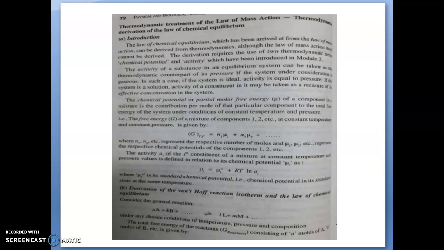So the activity a_i of the ith component of a mixture at constant temperature and pressure is defined in relation to its chemical potential mu_i. The activity of every component can be related to its chemical potential. So mu_i = mu_i0 + RT ln a_i, where a_i is the activity of that component and mu_i0 is the standard chemical potential, the chemical potential in its standard state at the same temperature.